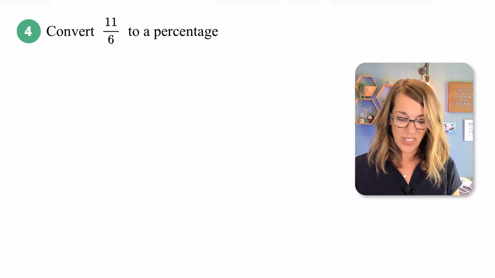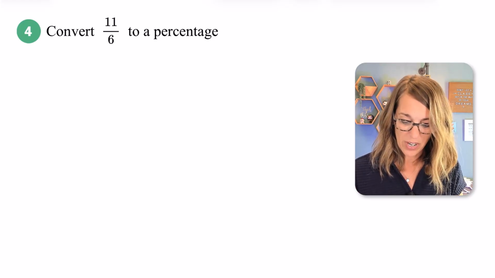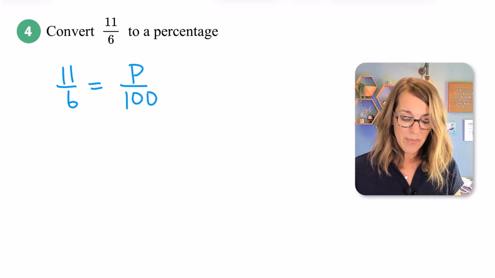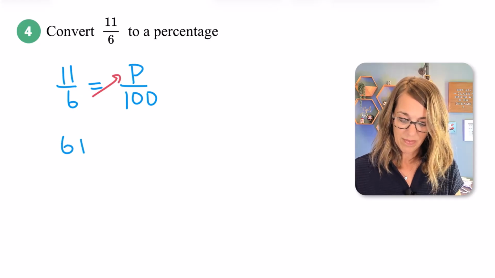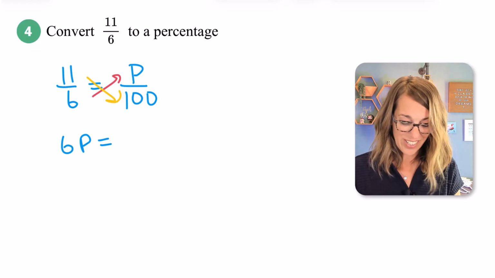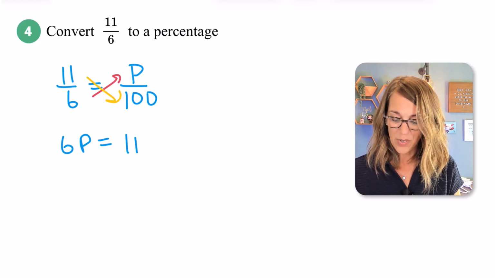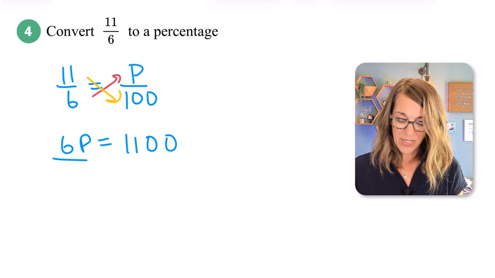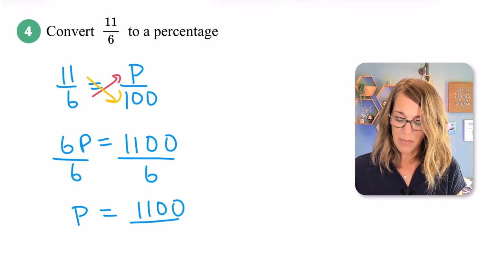So 11 over 6, I'm going to set this one up as a proportion. So 11/6 is equal to what, p over 100, what percent? I'm going to cross multiply, so that's going to give me 6 times p is equal to 11 times 100, which is 11 followed by those 2 zeros. But I want p by itself. I'm solving for that value p. So I'm going to divide both sides by 6, and p is equal to 1100 divided by 6.